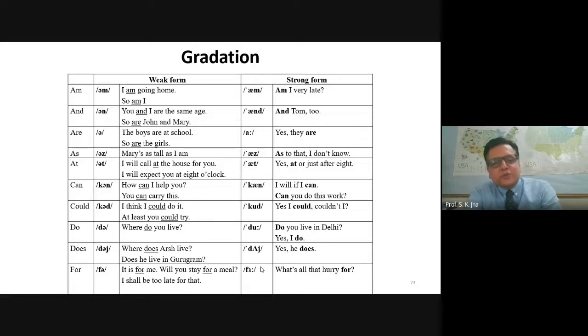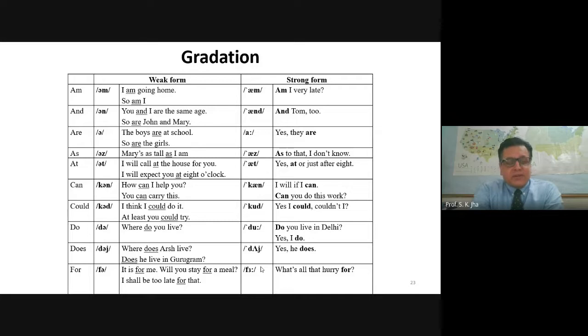But when you use it as strong form, then it is am. Am I very late? Am I very late? I'm reading, in the second part, strong form. And again, you see in the weak form, so am I. We don't say, so am I.